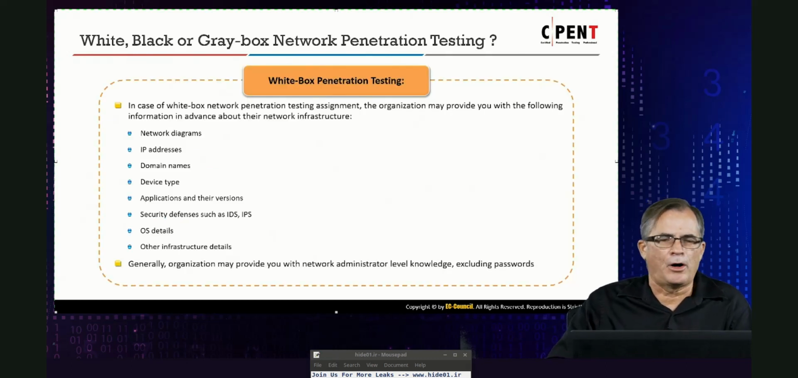So now we go back to our testing. Remember, white, black, and gray. If we're doing external testing, the more information they give you, the better, right? When they provide it, they give you more information, it makes it easier to do the test. That's the white box penetration testing. If they don't, we have to do more work to be able to do the test.